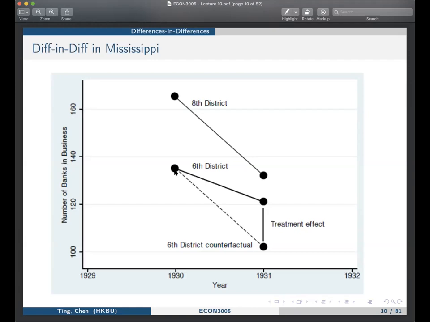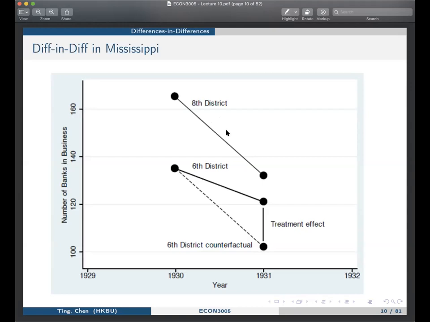And think about that. Difference-in-differences relies on an assumption that the control group and treatment group, if without the treatment, would behave alike because they receive the common shock. The common shock in this case is the banking crisis. So the banking crisis should hit these 2 districts uniformly. So presumably, if the 6 districts had no treatment, we can draw a counterfactual outcome for the 6 districts. It will have the same trend as the 8 districts.